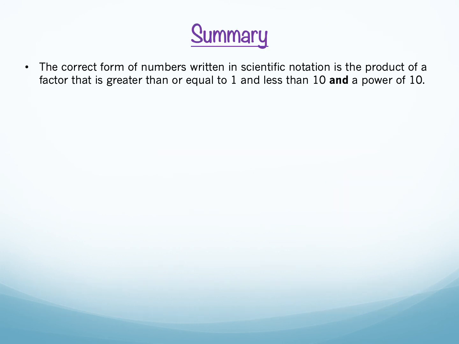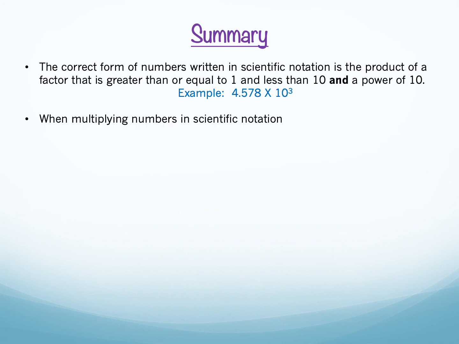In summary, the correct form of numbers written in scientific notation is the product of a factor that is greater than or equal to 1 and less than 10, and it's multiplied by a power of 10. Here's an example, 4.578 times 10 to the 3rd power, where the coefficient is 4.578. The base is 10 and the exponent is 3.